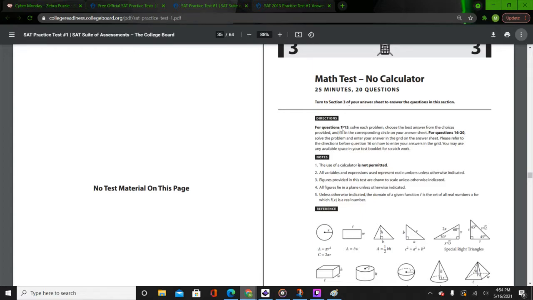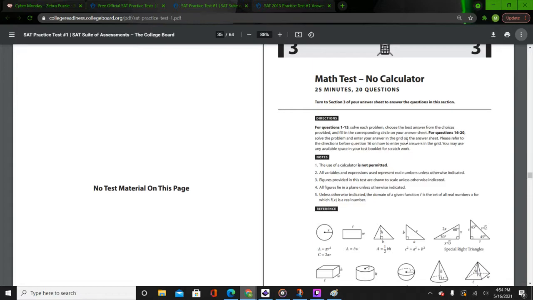Directions for questions 1 to 15. Solve each problem. Choose the best answer from the choices provided and fill in the corresponding circle on your answer sheet. For questions 16 to 20, solve the problem and enter your answer in the grid on the answer sheet. Please refer to the directions before question 16 on how to enter your answers in the grid. You may use any available space in your test booklet for scratch work. Note: the use of a calculator is not permitted, so we will not be using a calculator for this.